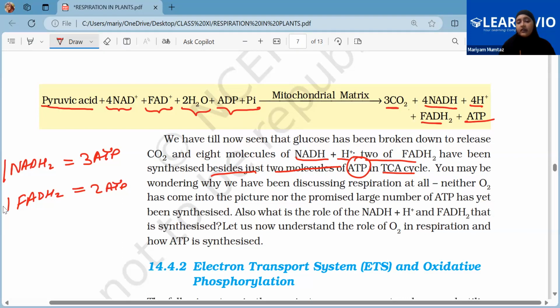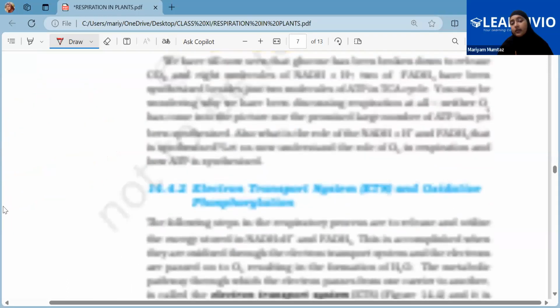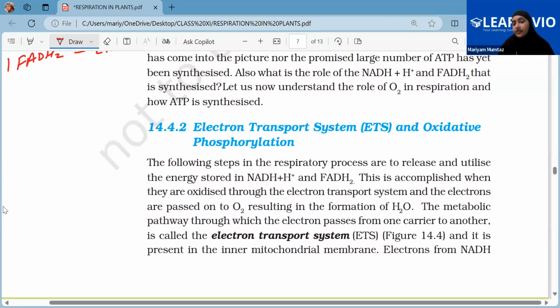Now, you may be wondering why we are discussing it at all. See, all of these are chemical intermediates. They are very important for ATP synthesis, and we will talk about it when we talk about the electron transport system and oxidative phosphorylation. Always remember, whenever anyone says phosphorylation, it means synthesis of ATP.